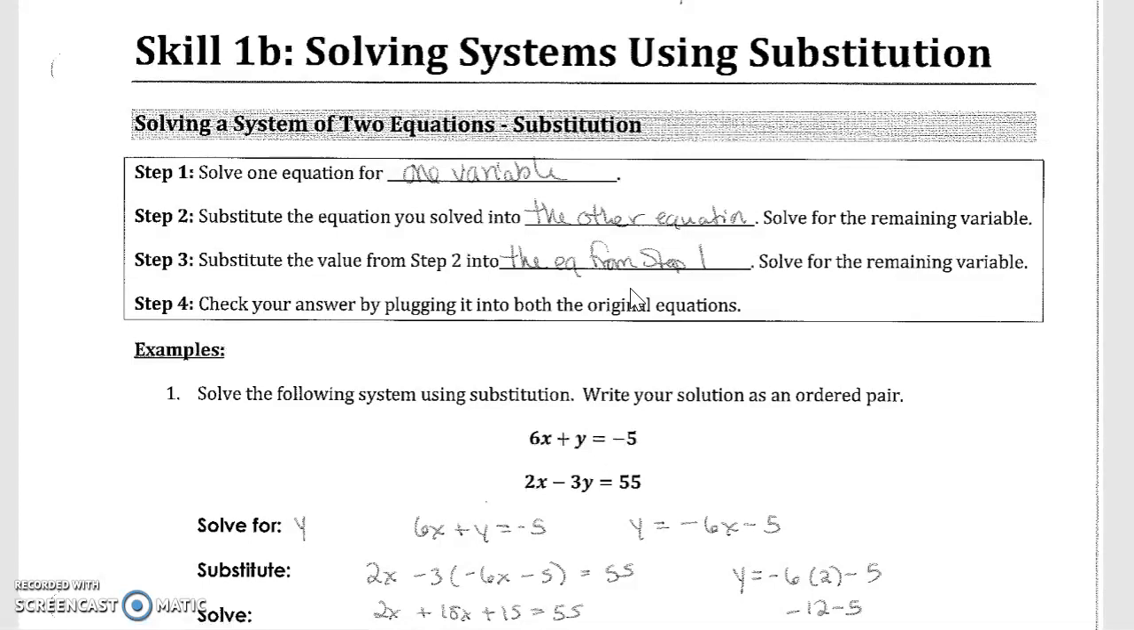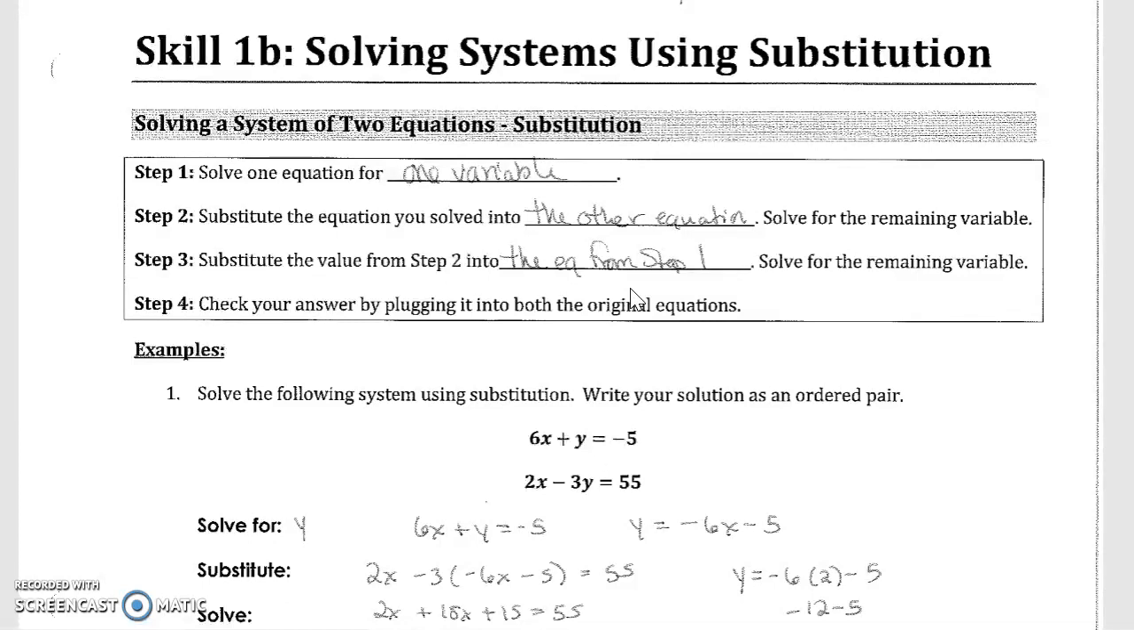And then step 4 is you can check those. So you can take them, plug them back in, and make sure that they work. Again, one other comment about how you should give a solution: make sure you're writing it as an ordered pair. It's in the directions a couple of times, but if I don't put it in there, it's still an expectation. You should always be writing it as an ordered pair.